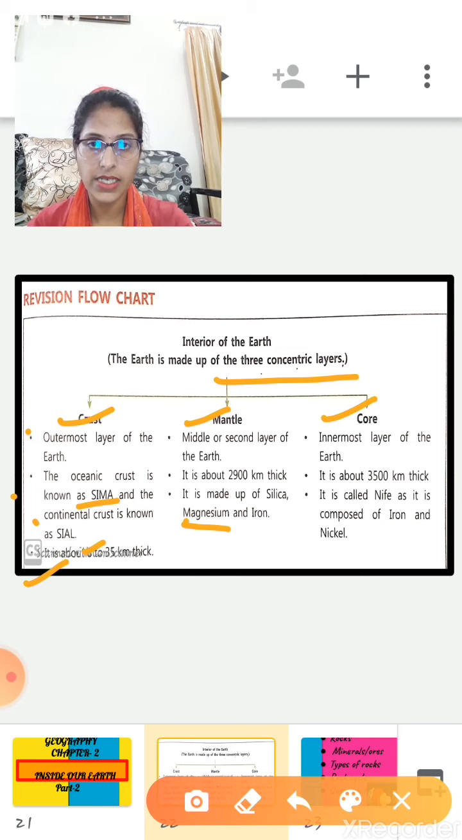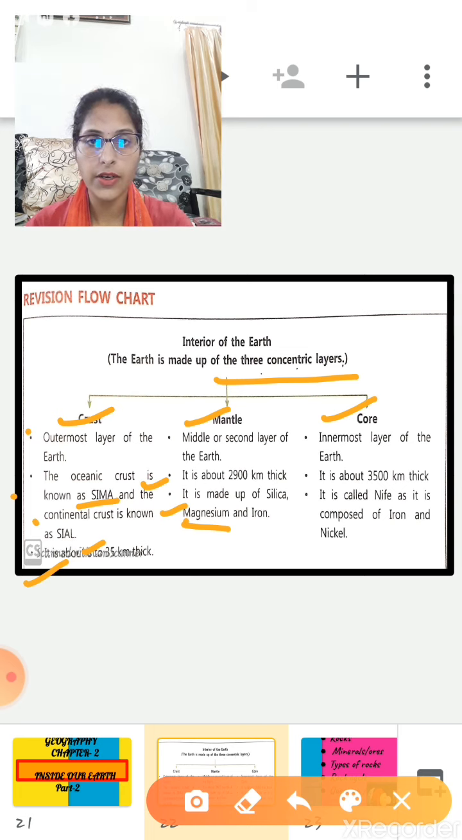The second layer is the mantle. This is the second layer of the earth just below the crust. It is about 2900 kilometers thick. It is made up of silica, magnesium and iron.